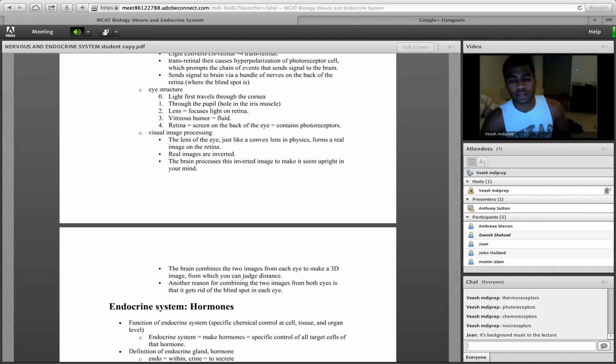And one more reason why you have two eyes and you're processing two images is to get rid of the blind spot, because in each eye, at the very back over by the retina, there is a blind spot where all this stuff is processed.